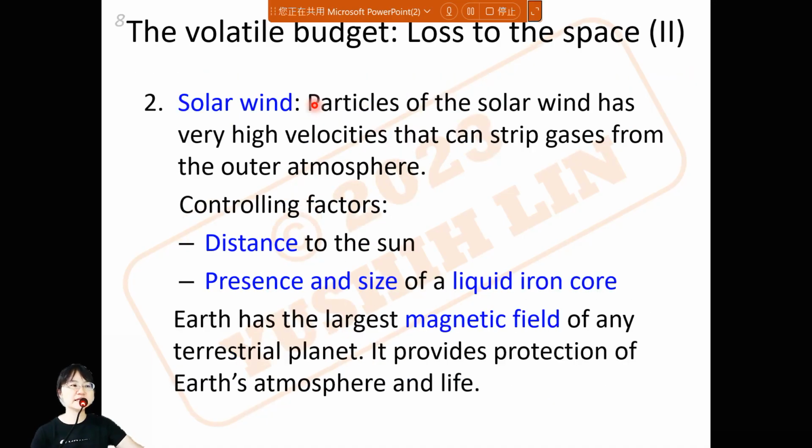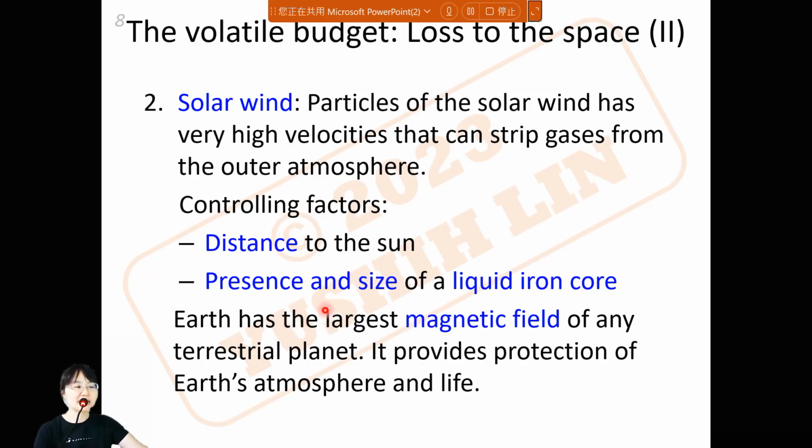And the second is solar wind. Particles of the solar wind have very high velocities. So we know that the solar wind is not just wind. It actually has particles inside it. And the particles can strip gases from the outer atmosphere. What are the controlling factors for this process? The factors include the distance to the sun and the presence and size of a liquid iron core.